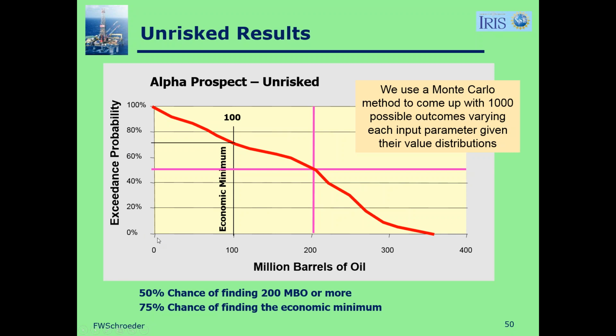And to read this, we would say that there is a 100% chance of having no oil or more. 100 million is the economic minimum, so we would say there's about a 73% chance that there'd be 100 million barrels or more. There's a 5% chance that we would have 325 million barrels or more. The 50% is right here, so the mean value, 50% chance to find 200 million barrels or more, and there's a 75% chance of finding at least the economic minimum.